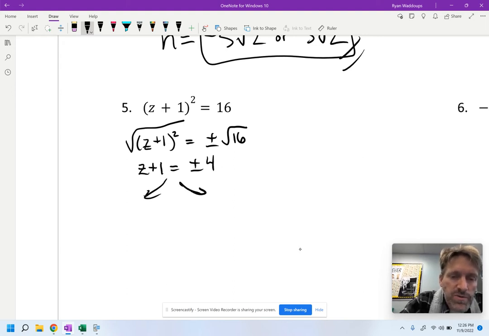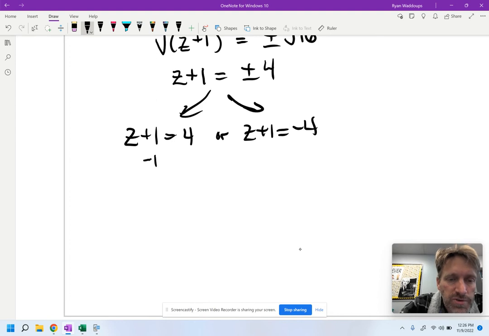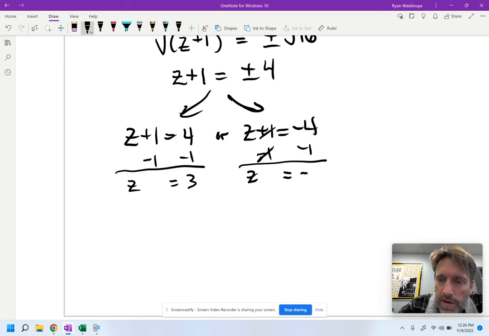And so we get two equations as a result. We get z plus 1 equals 4, or z plus 1 equals negative 4. And then we can solve those two equations. Subtract 1 from both sides, and we get z is equal to 3. And over here, subtract 1 from both sides, and I get that z is equal to negative 5. And so our solution set is negative 5 or 3.